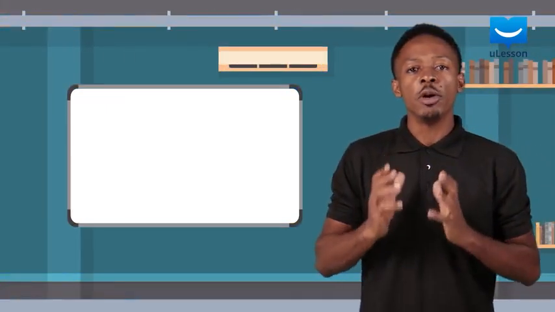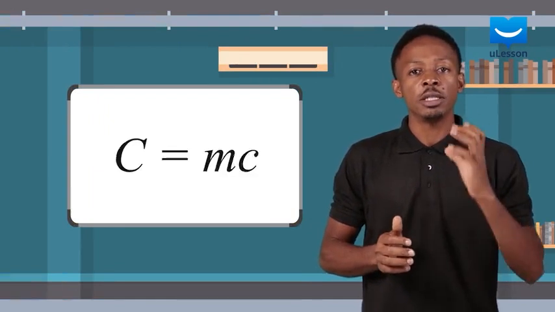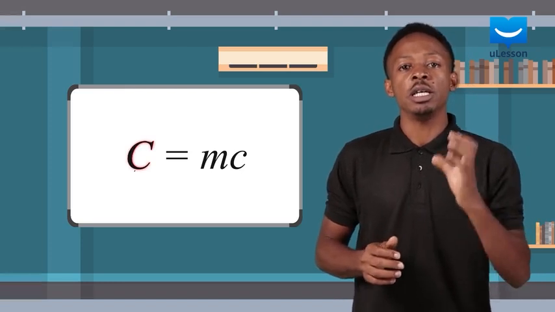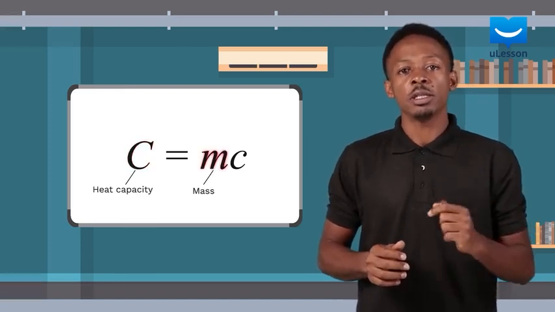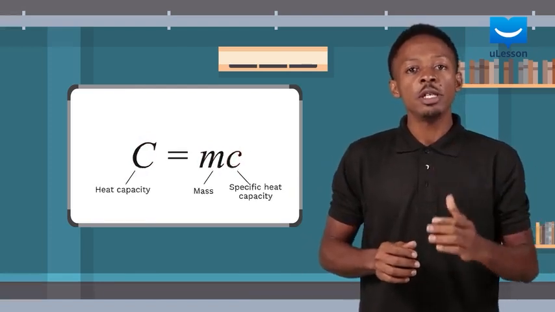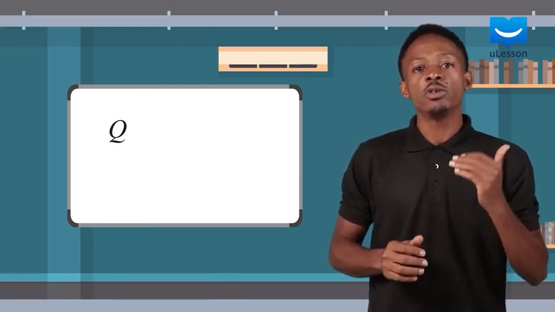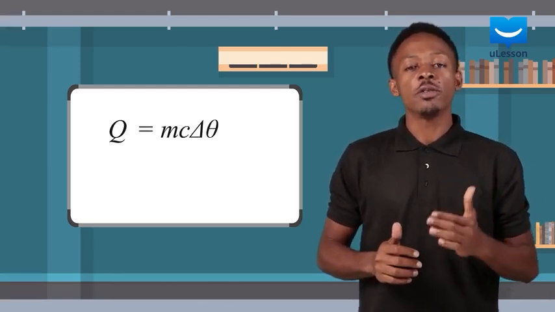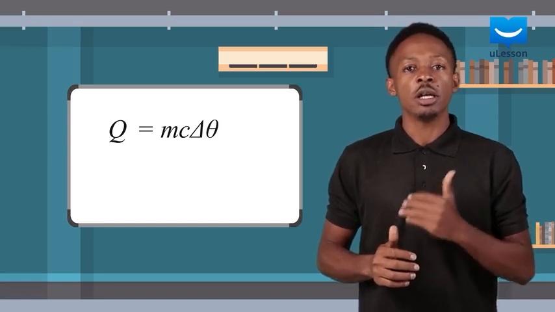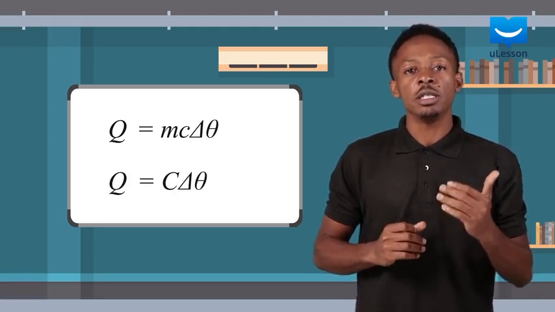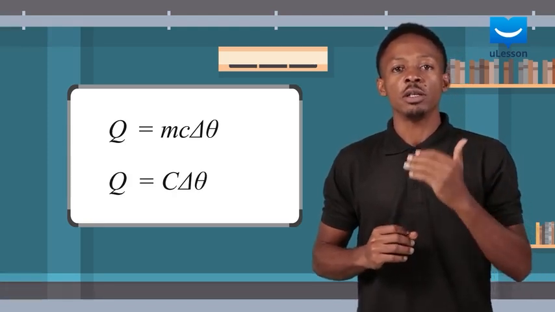The heat capacity of a body is given by the formula uppercase C equals m multiplied by the lowercase c, where the uppercase C is heat capacity, m is the mass, and lowercase c is the specific heat capacity. This means the quantity of heat Q required to raise a body of mass m through a change in temperature delta theta given by Q equals mc delta theta can be written as the product of the heat capacity, written as the uppercase C, and the change in temperature delta theta. There's more on heat capacity to come, so keep learning.